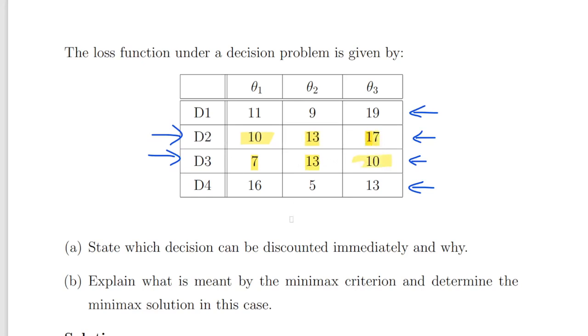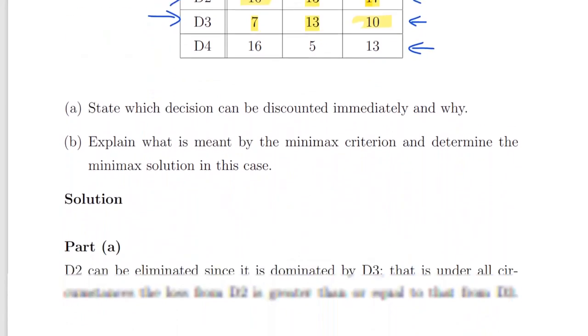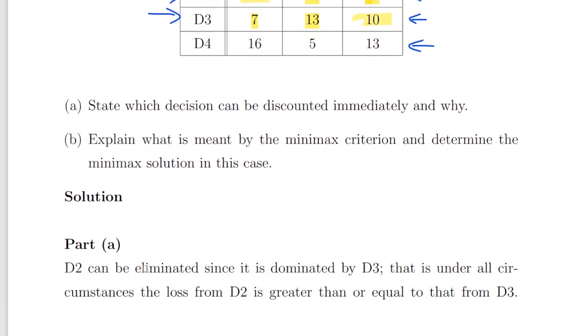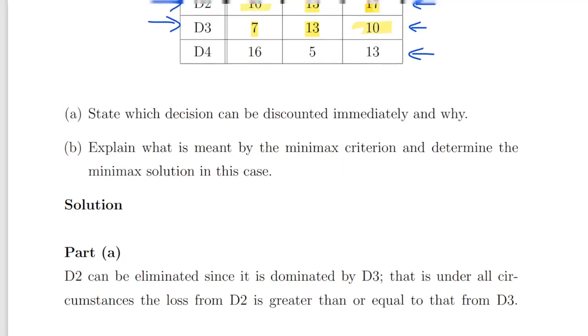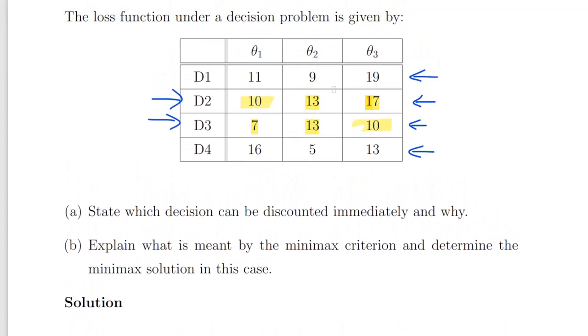Okay, so in this case, what we can say is that D2 can be eliminated since it is dominated by D3. That is to say that under all circumstances, the loss from D2 is greater than or equal to D3. So we'll never pick D2 because D3 is better than it, or at least equal to it in every circumstance, apart from theta 2 where they're the same. But other than that, it's worse. Okay, so we're left with D1, D3, and D4.